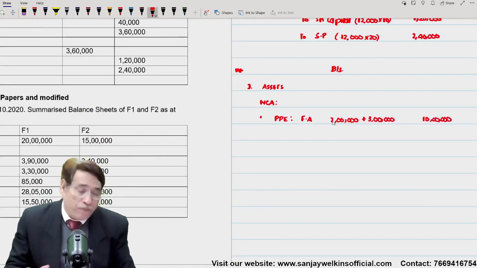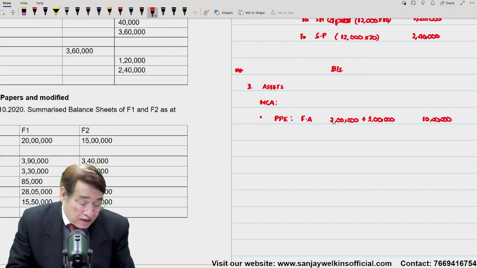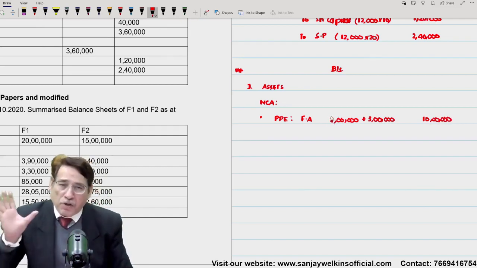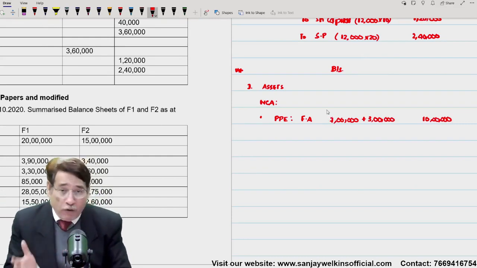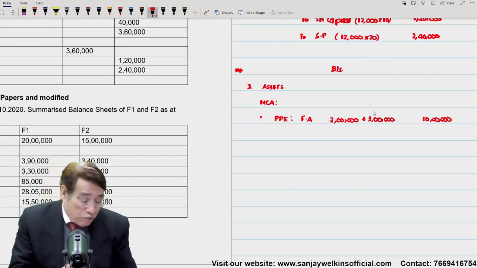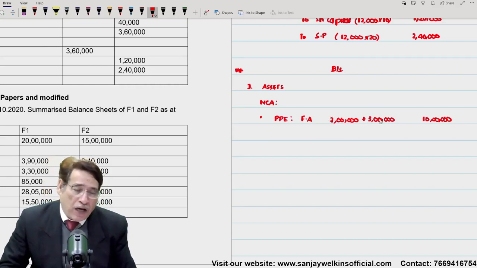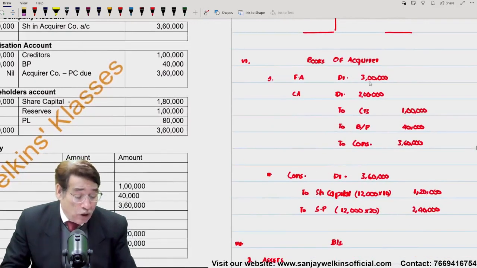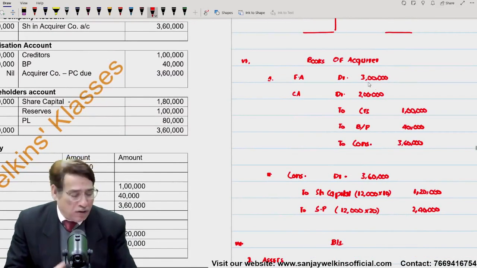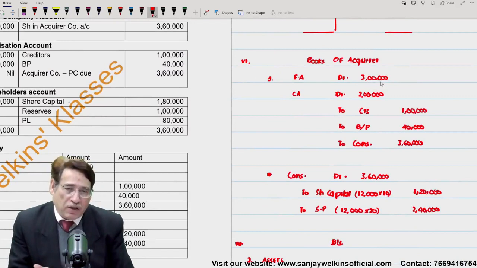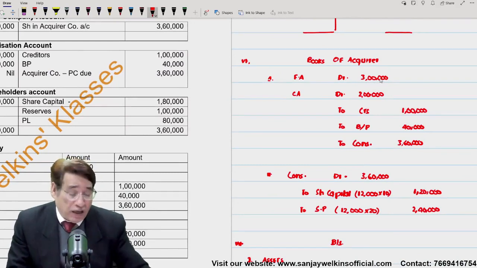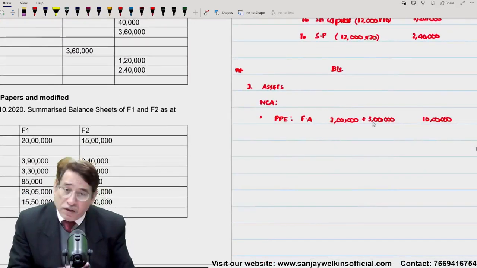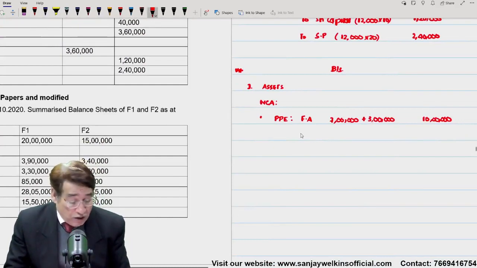Actually, the rule is, you are going to take the value of the fixed assets as per the balance sheet of the acquirer entity. At what value you are going to write the fixed assets depends upon the amount which you have written in the entry. Because in this question, we have taken over fixed assets at 3 lakh only. If we would have taken it at 4 lakh, I would have added here 4 lakh. Is it clear to you or not? Is it clear?